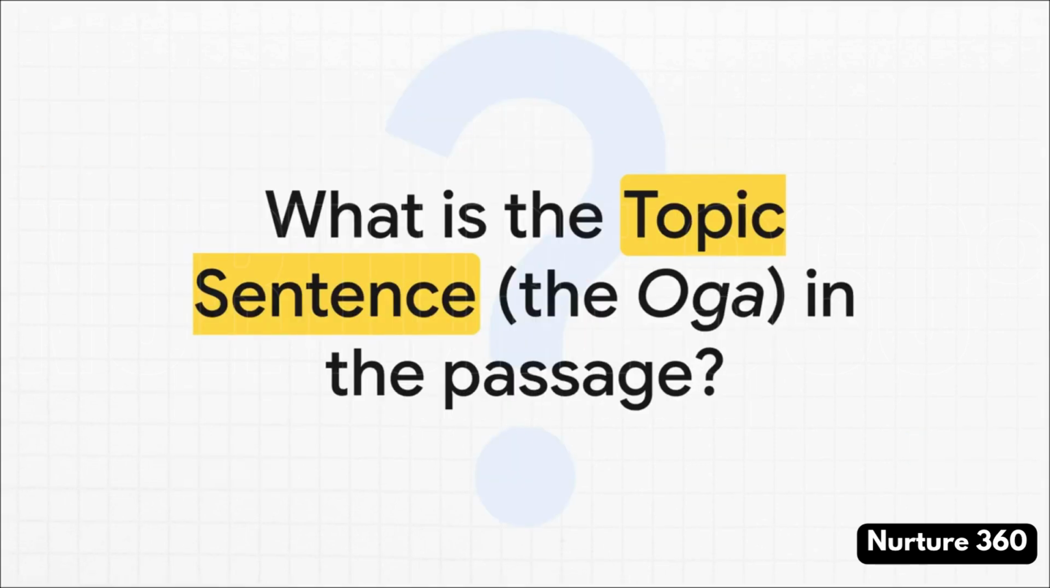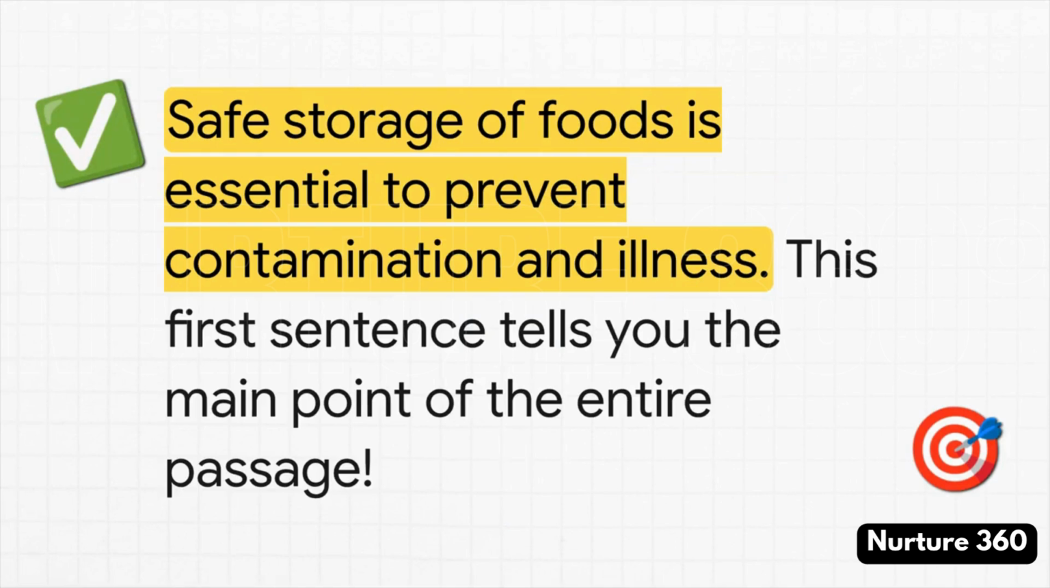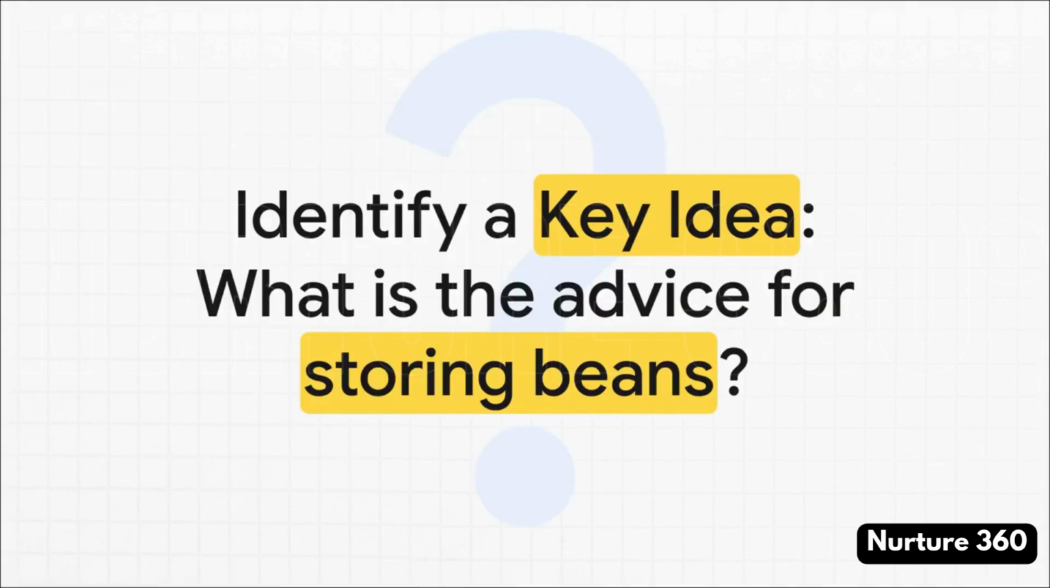You ready? First question, where's the boss? What's the one sentence in this whole thing that tells us what it's all about? Look carefully. Yes, you got it. It's the very first sentence. Safe storage of foods is essential to prevent contamination and illness. See? Right at the top. That's the main point of the entire text. Pretty easy, right? Fantastic.